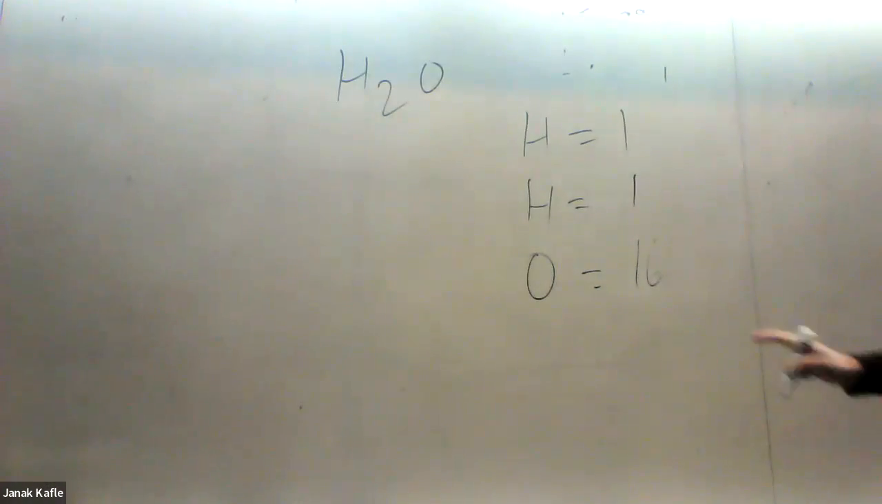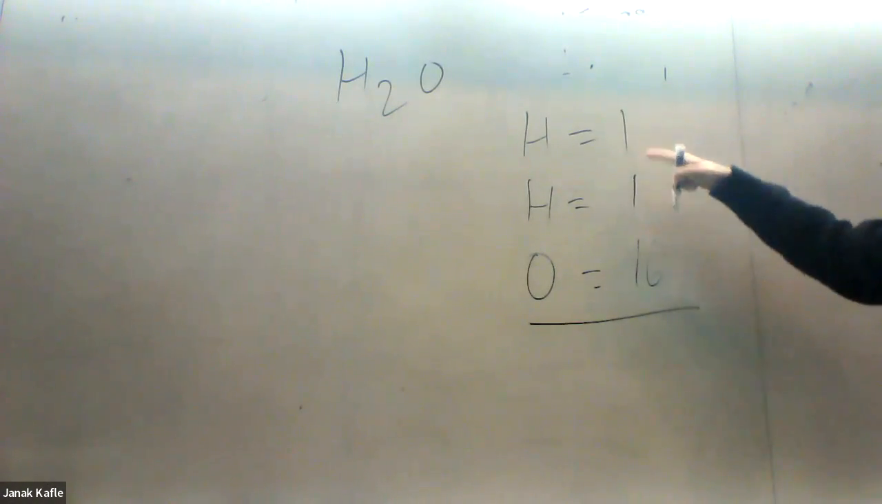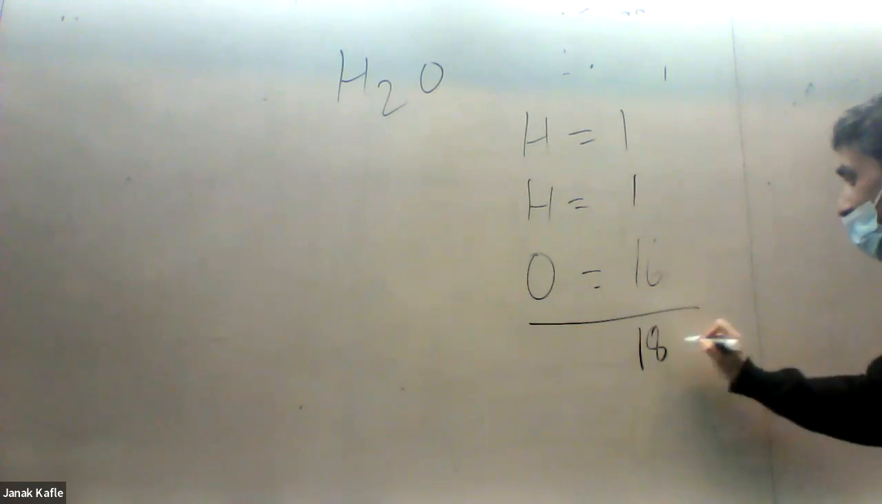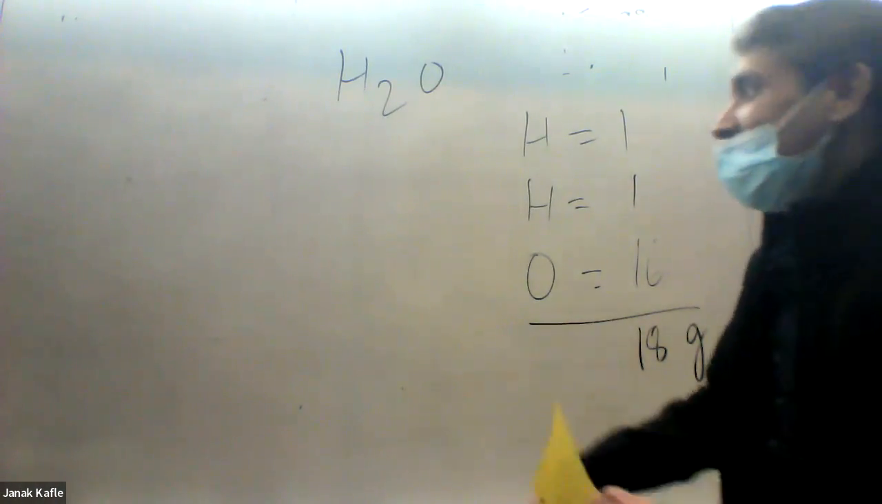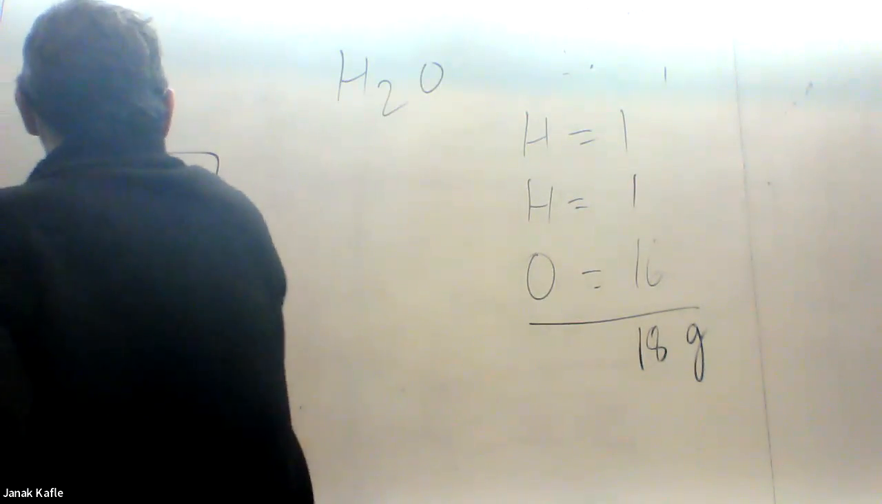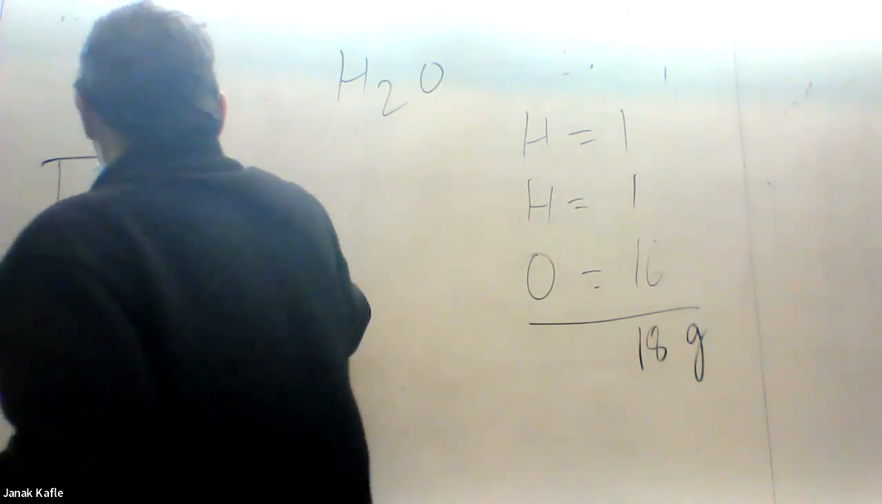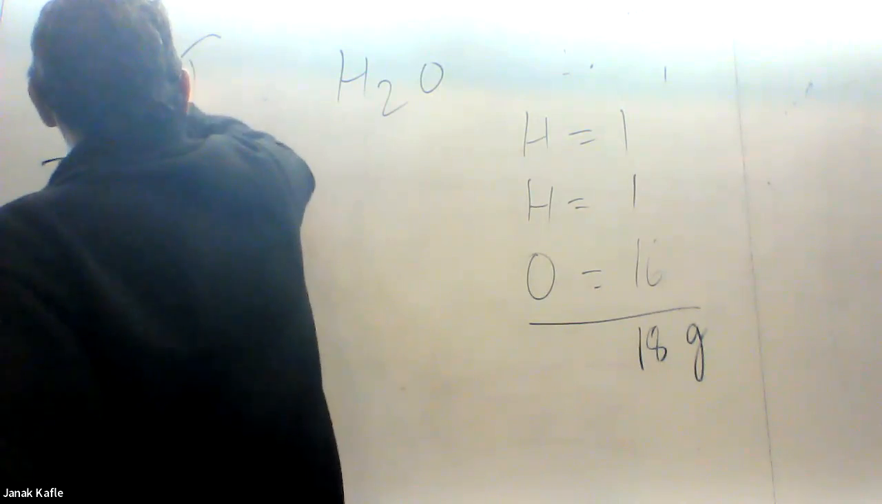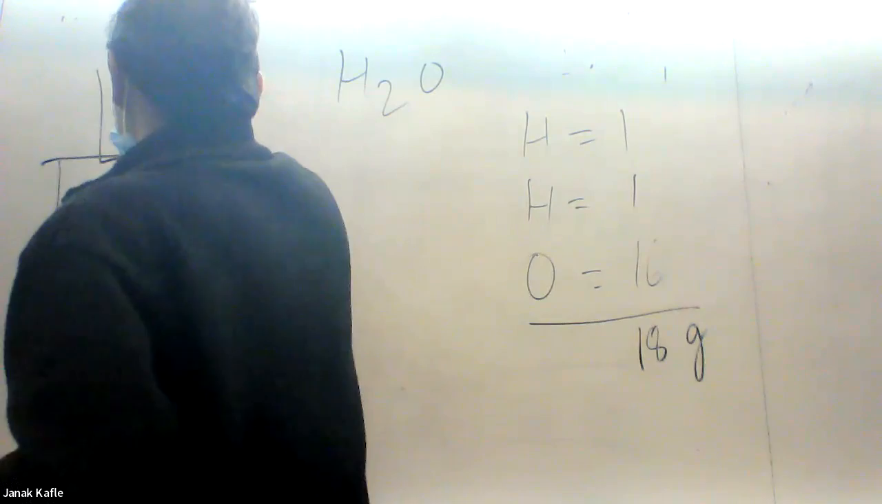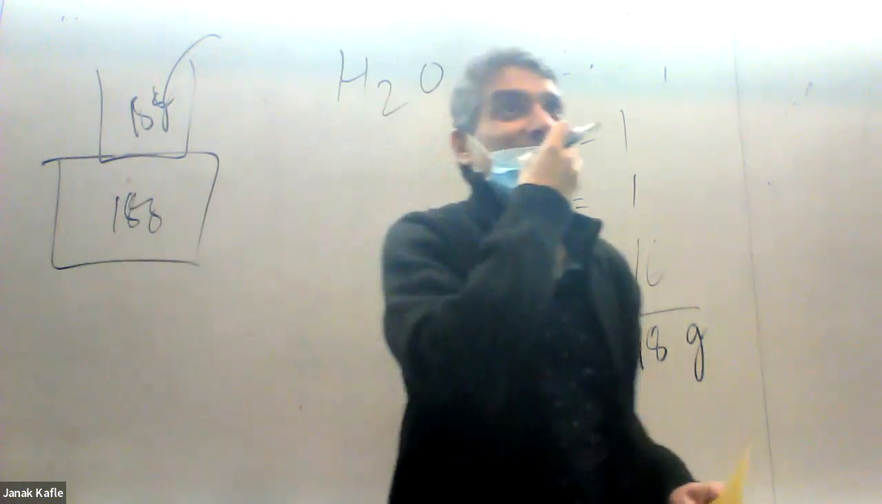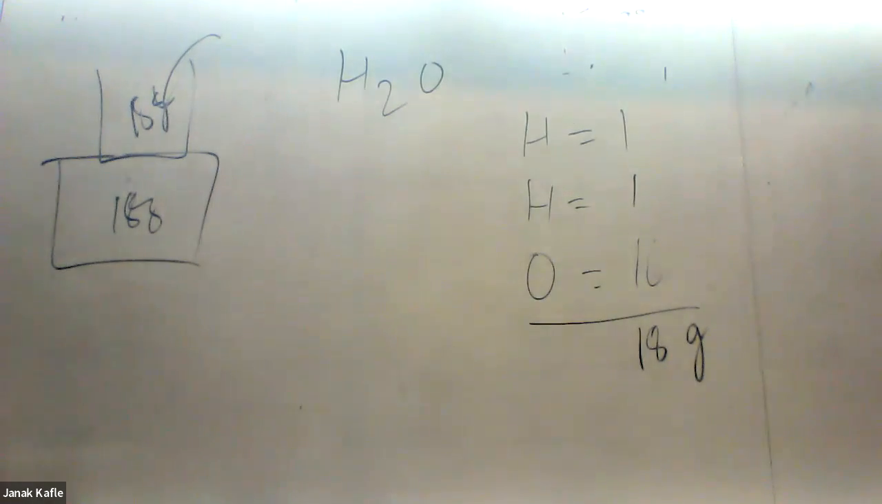So now I add all these numbers, 16, 17, 18, right? So this is 18 gram. Make sense? So now you take the water and go to the balance and put your beaker here, make it 0, and add 18 gram water here from somewhere, and this will show the 18 gram. The balance shows 18 grams. So if you have 18 gram water, that is 1 mole of water.